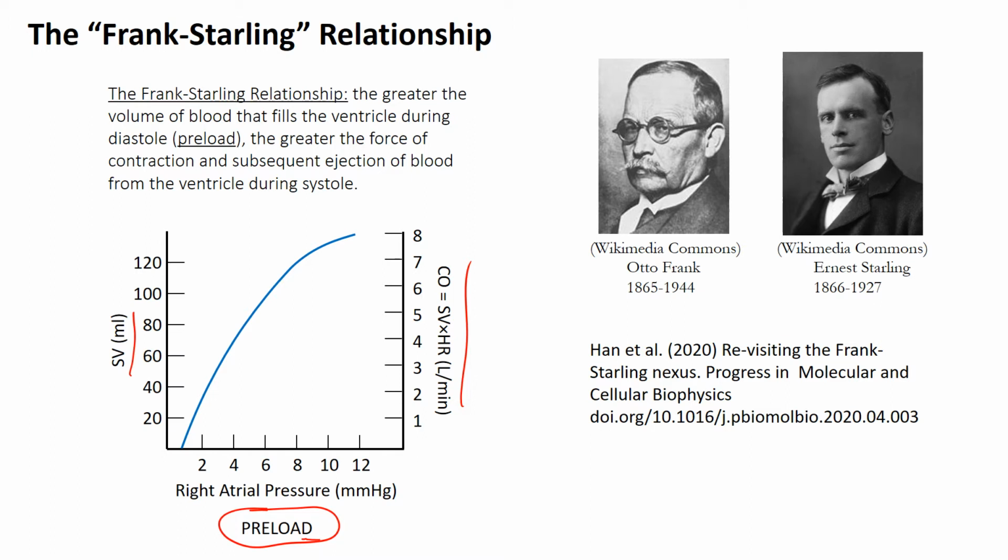The relationship between the preload and either the stroke volume or the cardiac output is often plotted as the right atrial pressure versus stroke volume or cardiac output. So the right atrial pressure is the filling pressure on the right side of the heart, and that's because as the filling pressure goes up, the amount of filling goes up. So very often right atrial pressure is a proxy for preload.